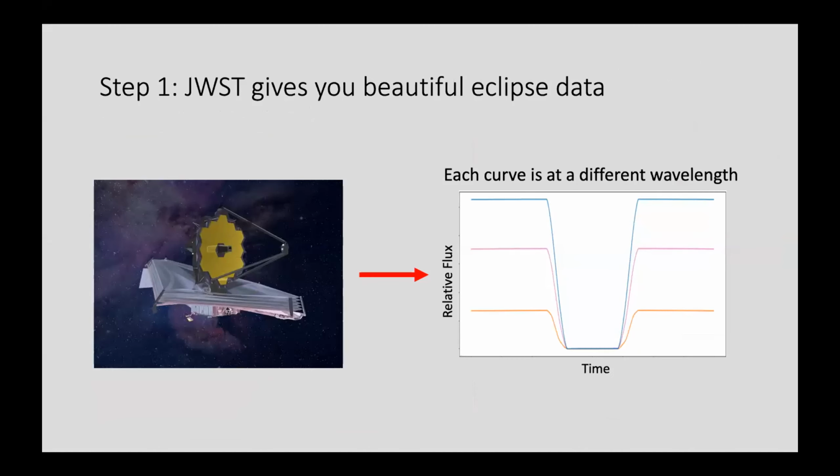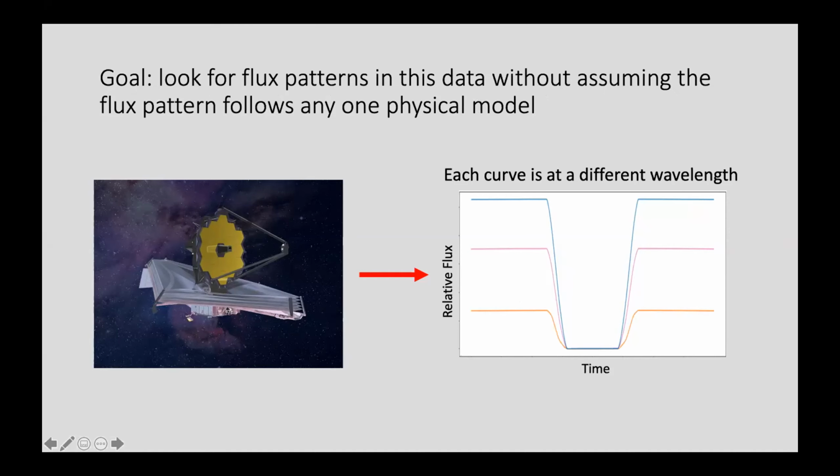All right, so the first step is you observe a secondary eclipse with James Webb. It gives you this beautiful detailed secondary eclipse data. So we get flux over time at a bunch of different wavelengths. And we'd like to take those measurements and look for spatial flux patterns across our planet without assuming that those flux patterns look like any of our previous models that we've made.